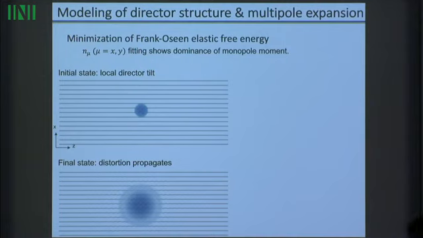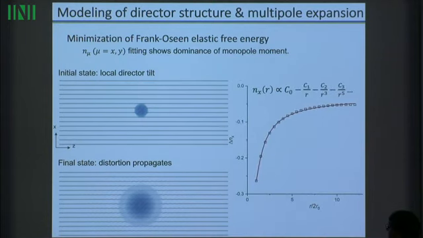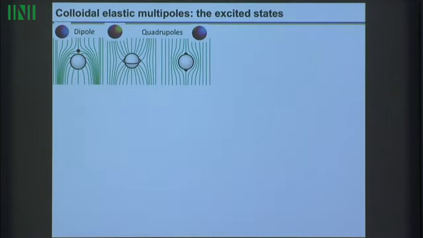Now in very simple modeling, we can consider what happens if we rotate the director somewhere within the sample and then relax it within a large three-dimensional volume. Indeed, we can see that as we fit this x component of the director, the strongest moment in the multipole series is the monopole moment.